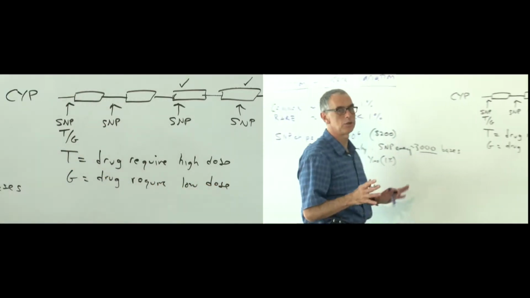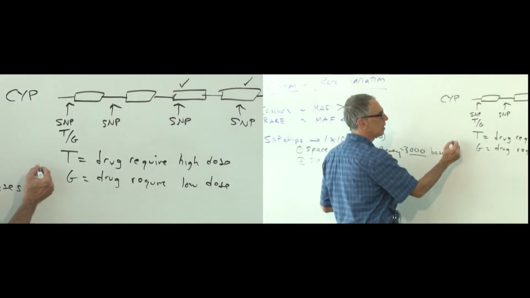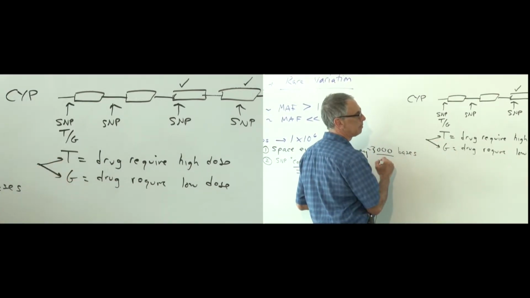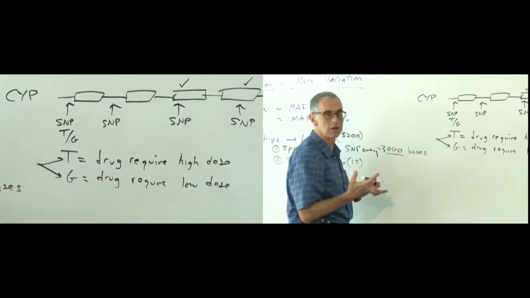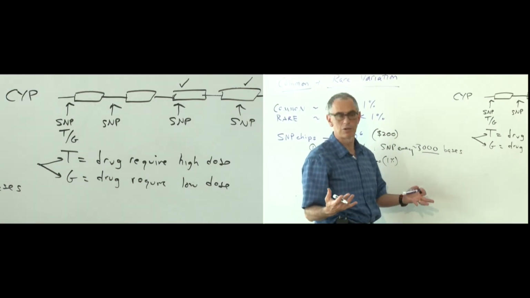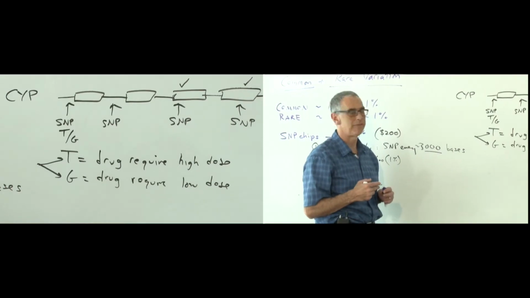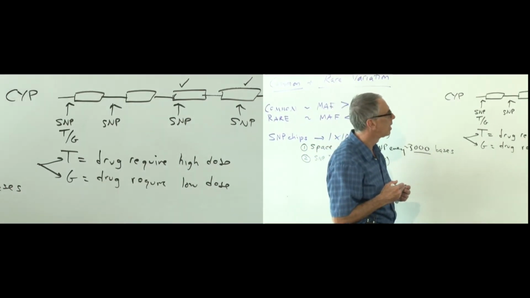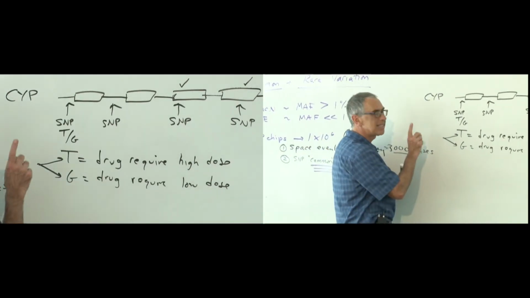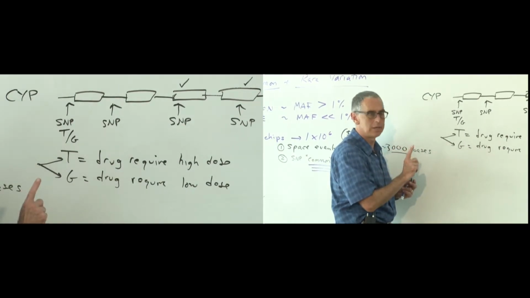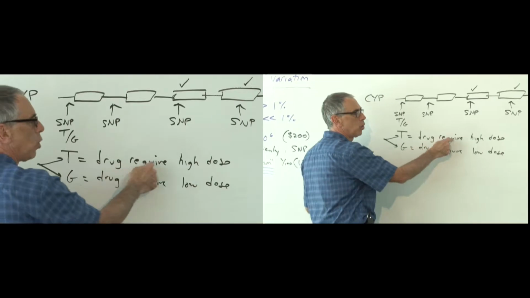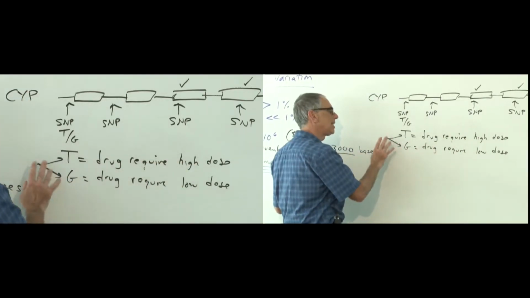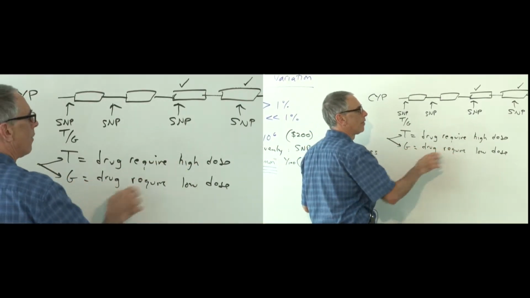That's what we call an association. We've associated the alleles of a SNP with a certain phenotype or outcome that we care about. This is pharmacogenomics. We care about drug-related phenotypes. Now, this is a statistical association. It says that when I see a T, I tend to require a high dose. But when I see a G, I tend to require a low dose.